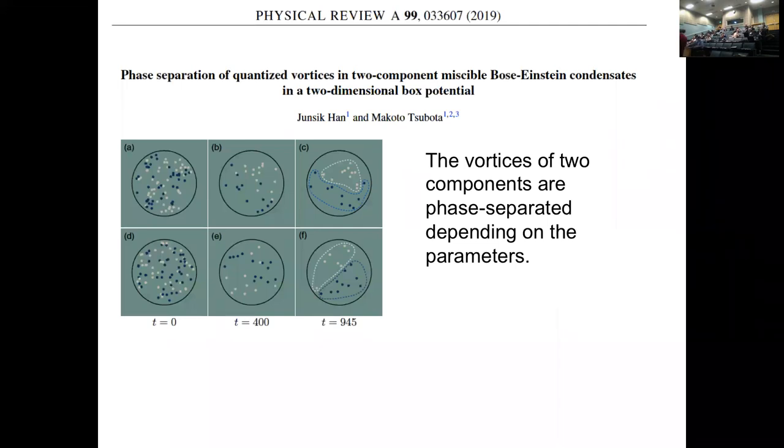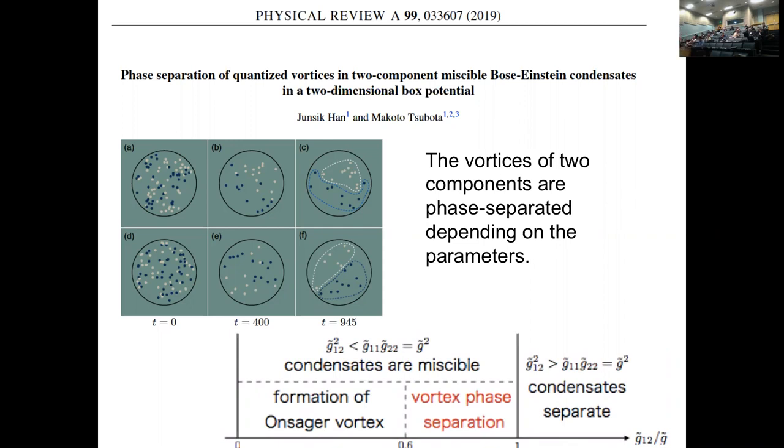So this is a phase diagram. This is G12 normalized by G. If G12 is larger than G, the two components are phase separated, right? And if G12 is smaller than G, the condensates are miscible. However, there is some critical value, 0.6. If G12 is smaller than 0.6, each condensate makes an Onsager vortex. However, in this region, the vortices phase separate because of the interaction between the vortices of each component. Details will be discussed by Jewish Khan on Friday. This is, I think, very new.